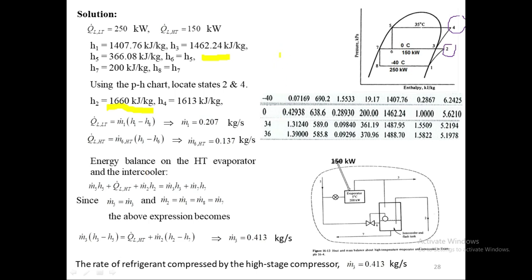Now the second one, point four. We'll find out what the entropy is at point 3, and then we will draw that entropy line, follow it till the 35 degree centigrade temperature line, and wherever they cross, that will be point number 4. Then we can read directly downward on the horizontal axis, which is the enthalpy. What is that value? That will be our H4.